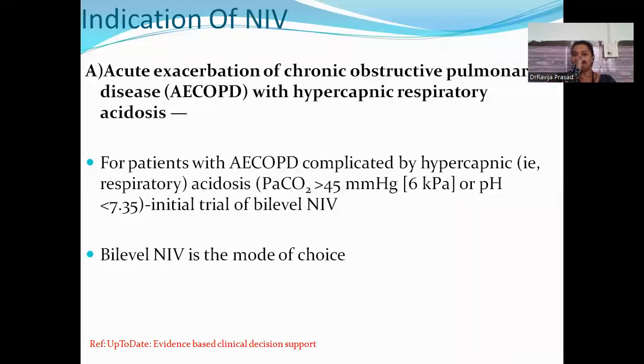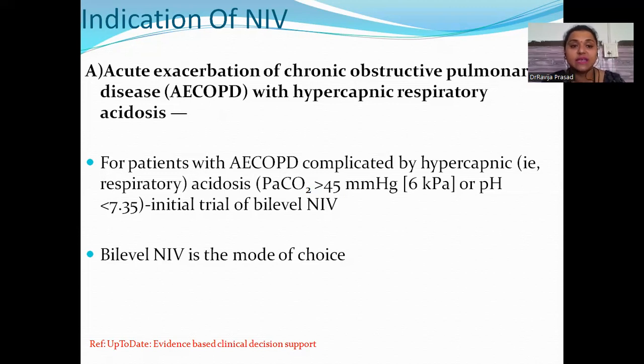Now, what are the indications? We have seen the non-invasive ventilators. They consist of two mechanisms, that is inspiration and expiration. Then there are two types of non-invasive ventilation, the first one is CPAP and the second one is BiPAP. Now, we have also seen the types of CPAP and the types of BiPAP. Now it comes to the indications of non-invasive ventilation.